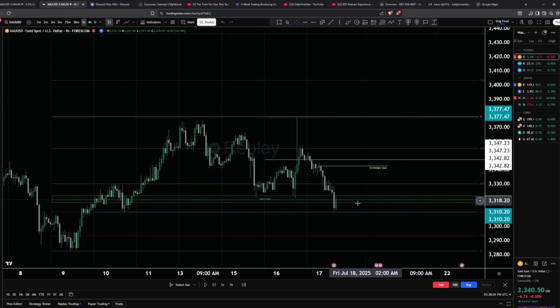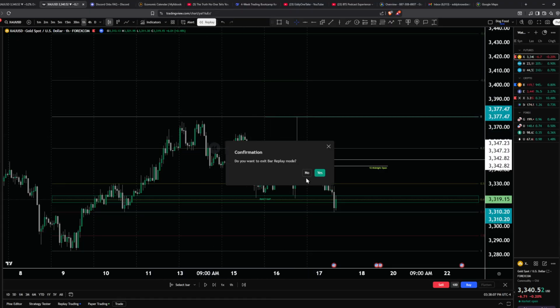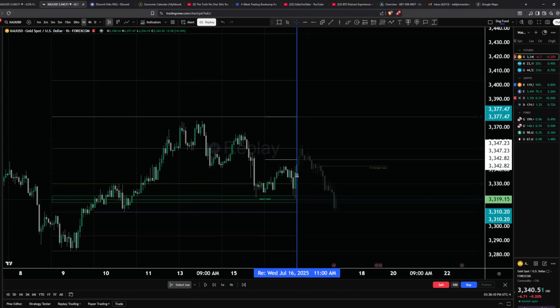So once we seen the price come down, break through the gap, tap the structure. Let me actually send this back a little bit because I'm gonna drop down to a smaller time frame.